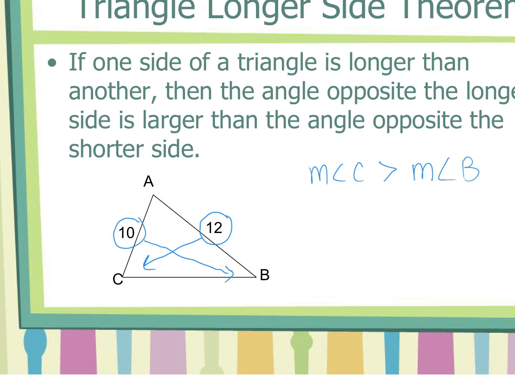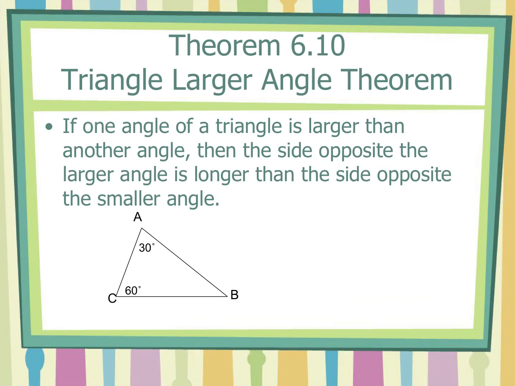Okay, it also works in reverse, okay? So if you're given that angles are larger than one another, then you can conclude that the sides are bigger than one another. It also works in reverse. This theorem is called the triangle larger angle theorem. The first one was the triangle longer side theorem.